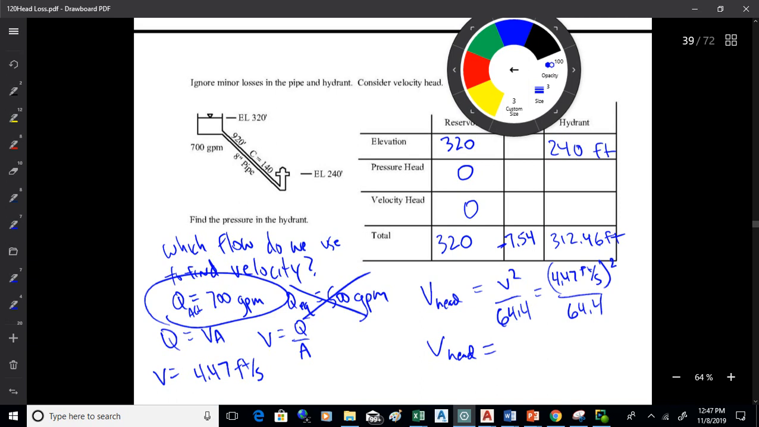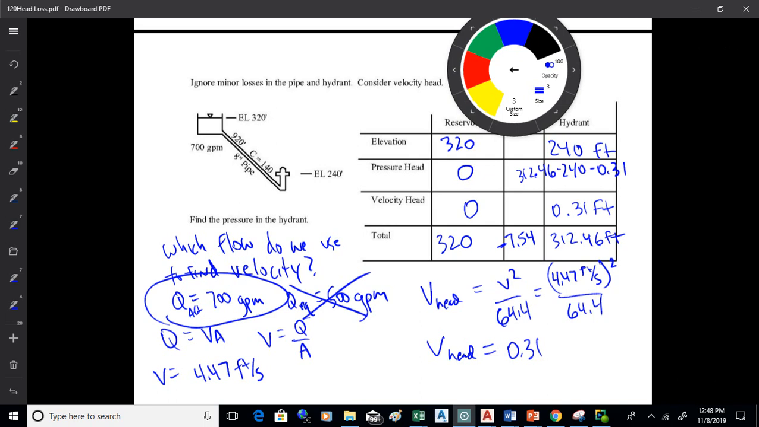So you can run the numbers on the velocity head, and it just doesn't come out to be very much. When you take 4.47 feet per second and you square it, and you divide it by 64.4, you just get 0.31 feet. That's all you get. So once again, the velocity head just doesn't make a whole lot of difference. And that's going to be the case for most of what we do. I can't really think, other than a Venturi or something like that, where you've really got high flows, where it's going to make that huge of a difference.